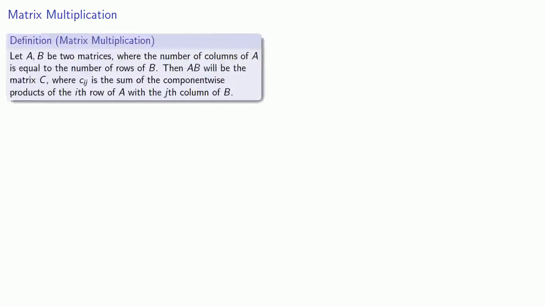And these considerations allow us to define matrix multiplication as follows. Suppose I have two matrices A and B, where the number of columns of A is equal to the number of rows of B. Then the matrix AB will be the matrix C, where the entry Cij is the sum of the component-wise products of the ith row of A with the jth column of B.